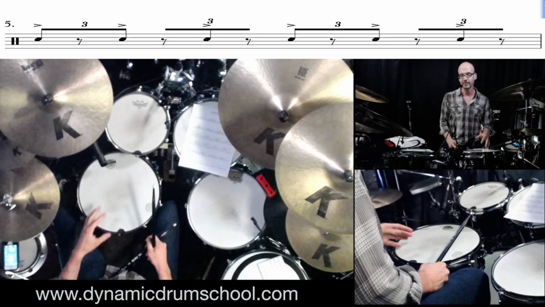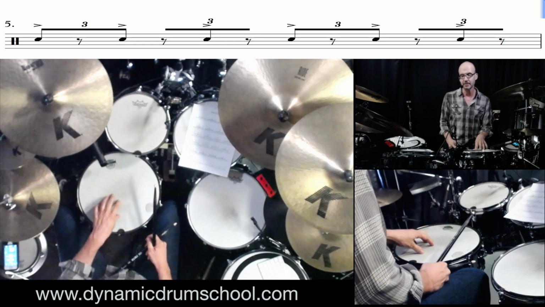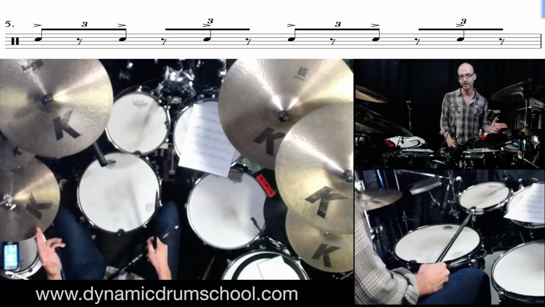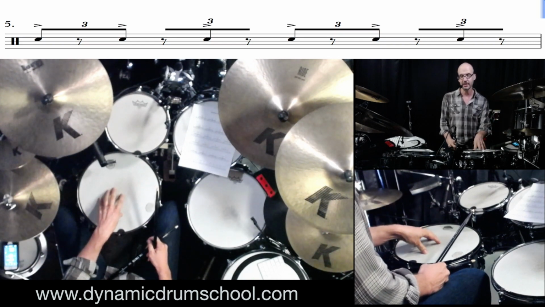So for number 5, we're just going to move the hand back to the snare drum. This is the same rhythm we were just playing on the hi-hat on the second measure. So just so you hear what it sounds like on the snare.